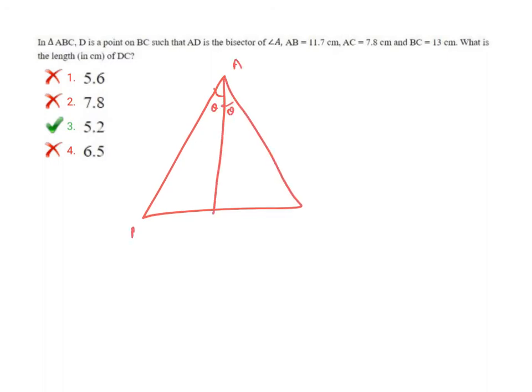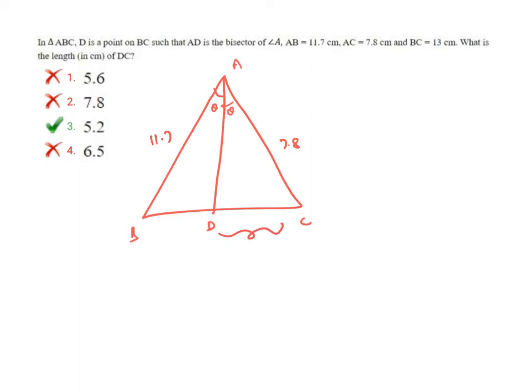In the triangle ABC, D is a point on BC such that AD is a bisector of angle A. So, it's an angular bisector. ABC and this is D. AB is 11.7. Now, AC is 7.8. BC is 13. Then what is the length of DC? So, this length you want.